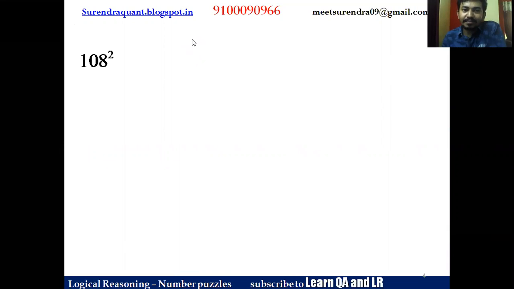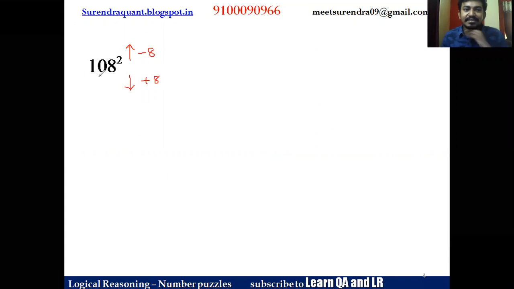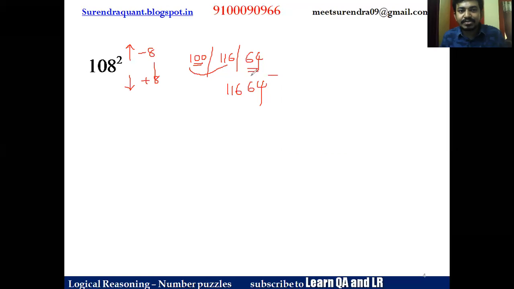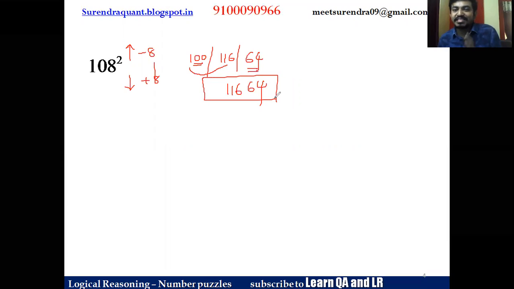Now 108 squared. What is the adjustment you can prefer? Subtract 8 and add 8. Friends, 108 minus 8 is 100. 108 plus 8 is 116. And whatever the adjustment is, you need to consider the square of it. Adjustment is 8. 8 squared is 64. Now two zeros are there, so consider two digits directly, 64. Now 1 into 116, 116. So 108 squared is 11,664. As there is no carry here, nothing to worry. If there is a carry, you need to be very careful.